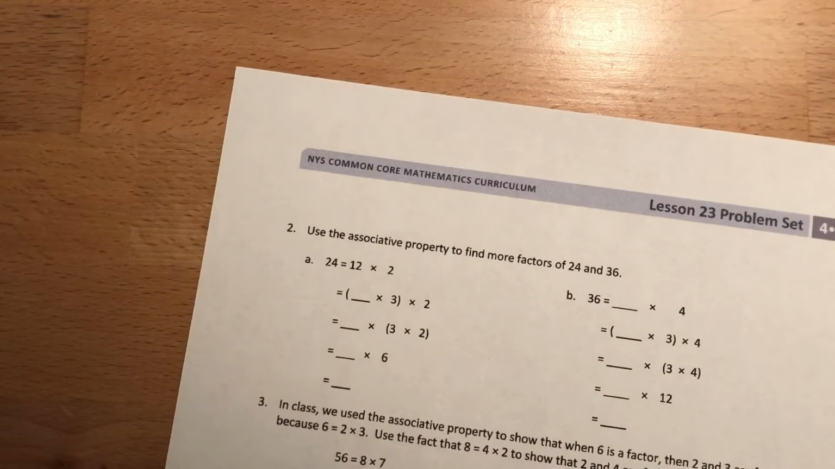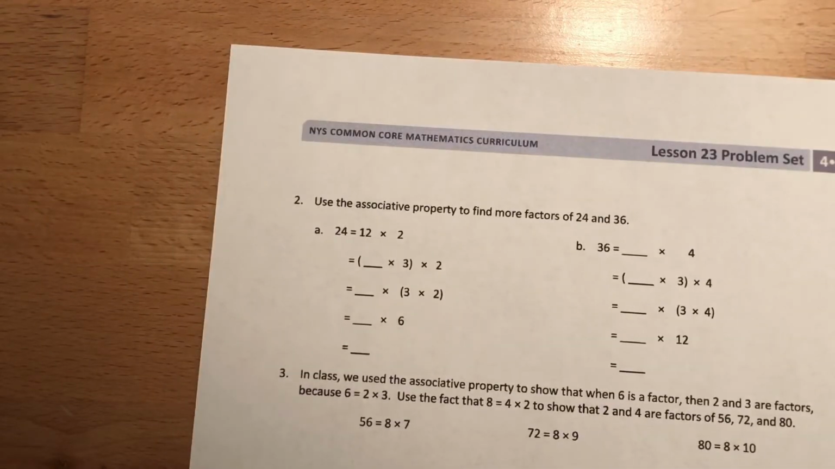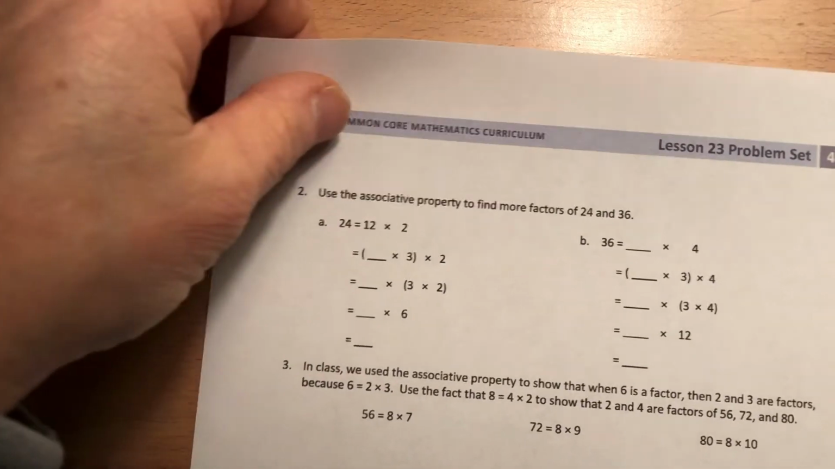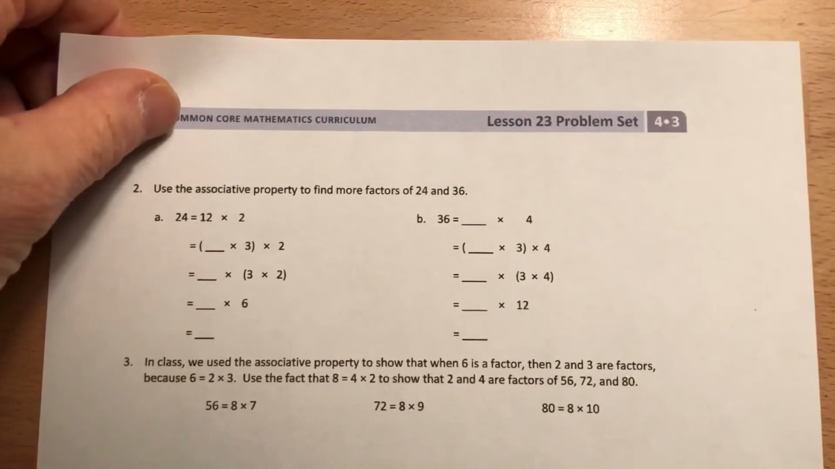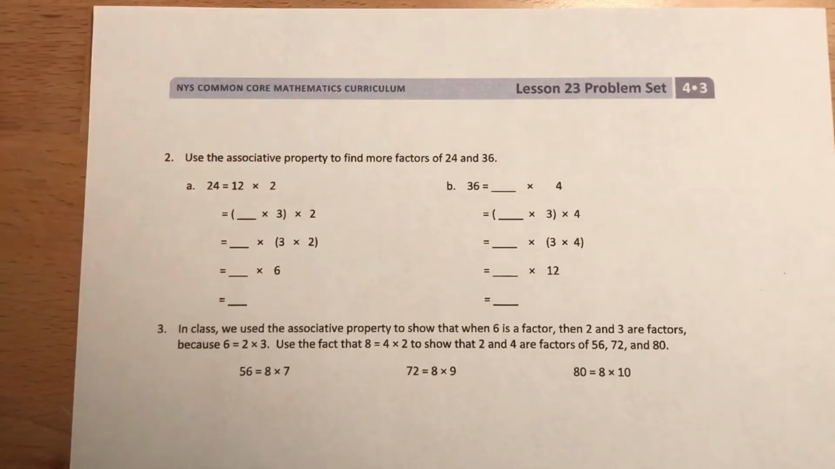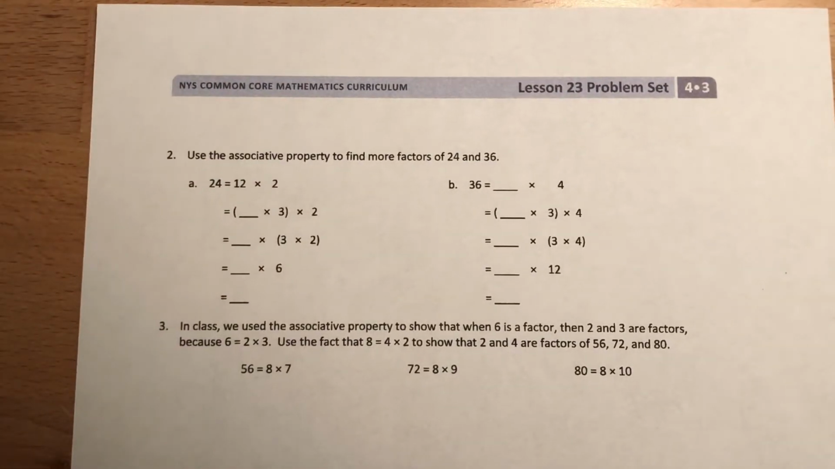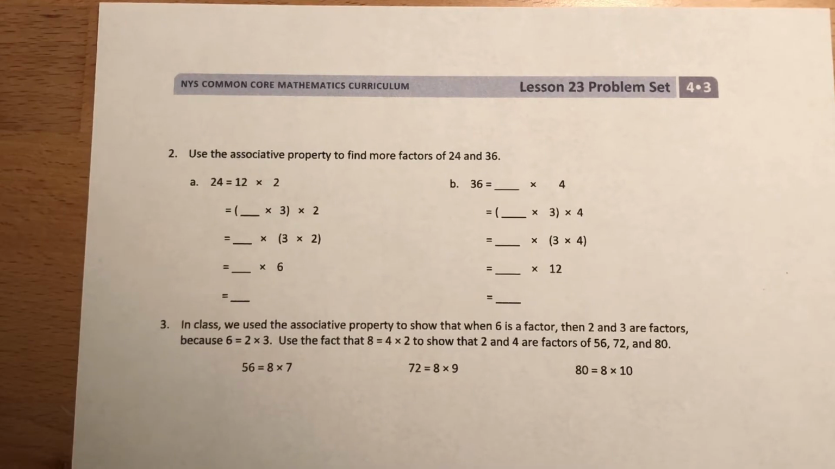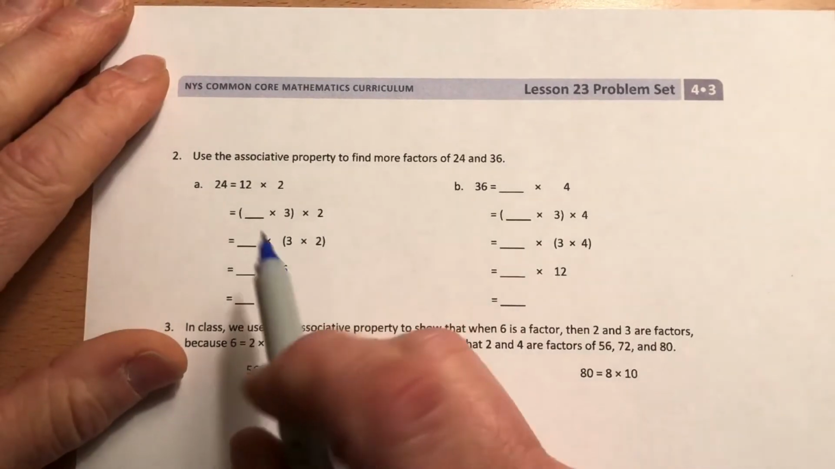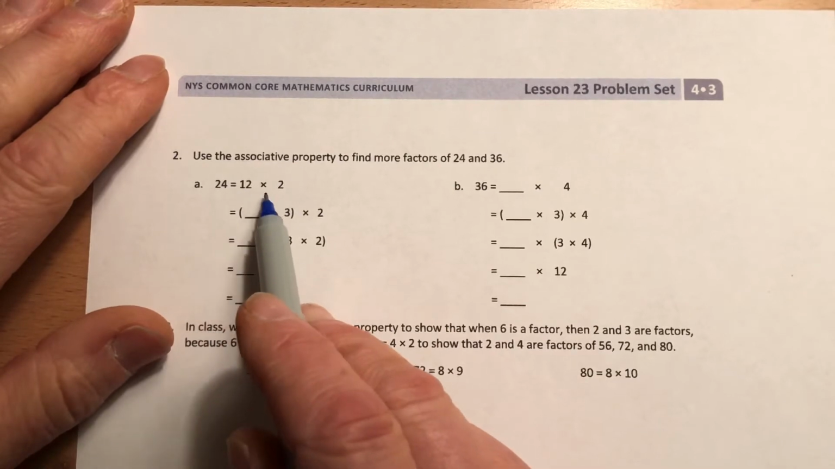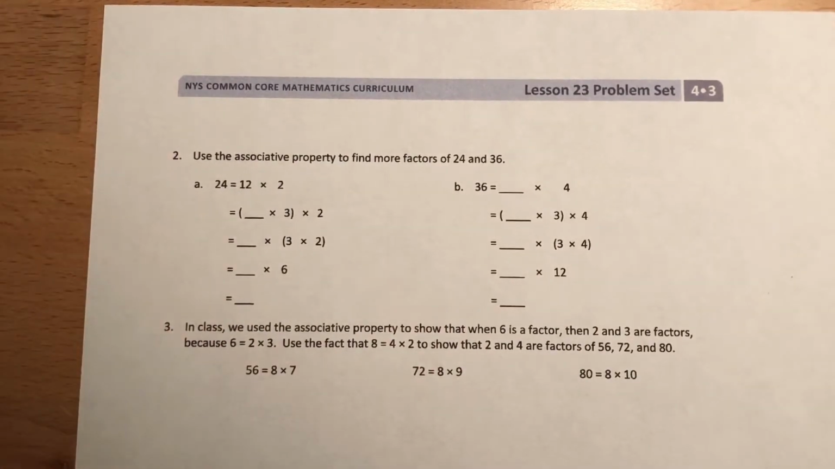Good. Now we're going to work on the associative property. I don't know if you remember that from our last lesson. So here we go. It says, use the associative property to find more factors of 24 and 36. Let me show you how this works, okay? So it says 24 is equal to 12 times 2, all right? Okay, we know that.